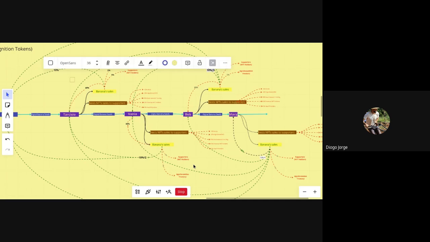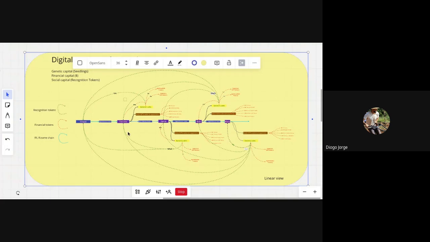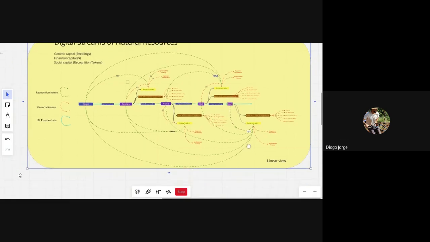So it adds up to having tokens in recognition that maybe are not possible to cash out, but they represent that you are one of the contributors and responsible for the multiplication of those species, in this case, bananas. And this is a linear representation, but this is not a linear process.